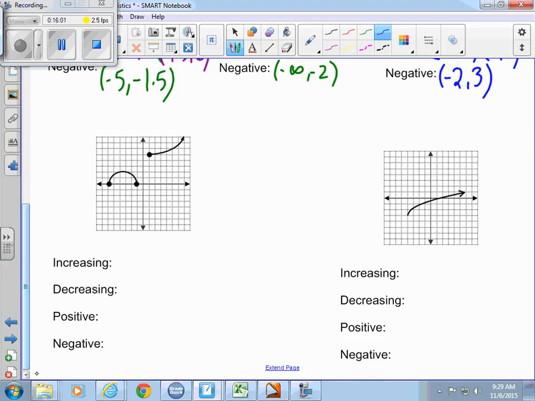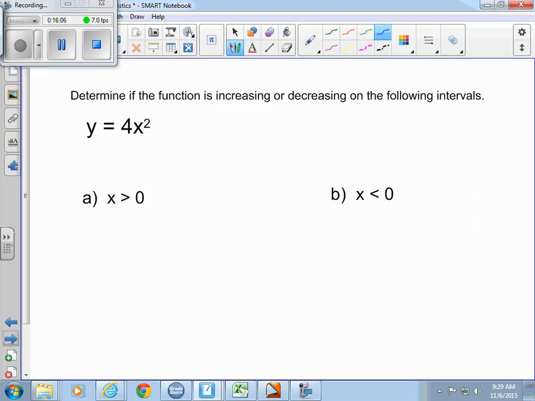Are y'all okay if I go ahead and go on? Alright, so determine if the function is increasing or decreasing on the following intervals. Well, what do we need to figure that out? What do we need to do? Graph it, because I know what increasing and decreasing looks like on a picture. So everyone get your calculator out and graph this.